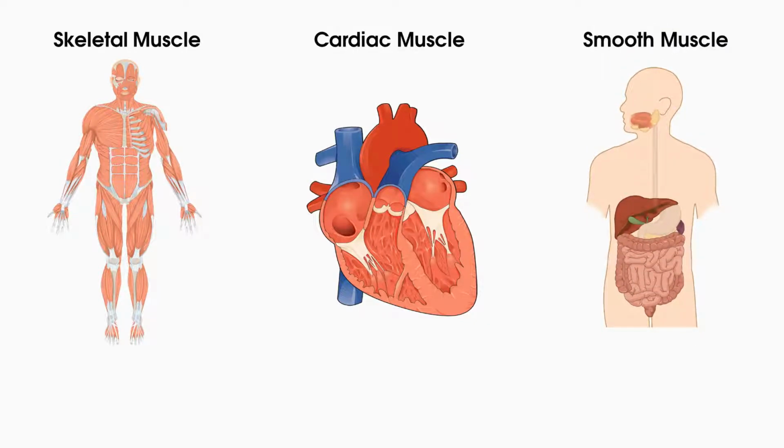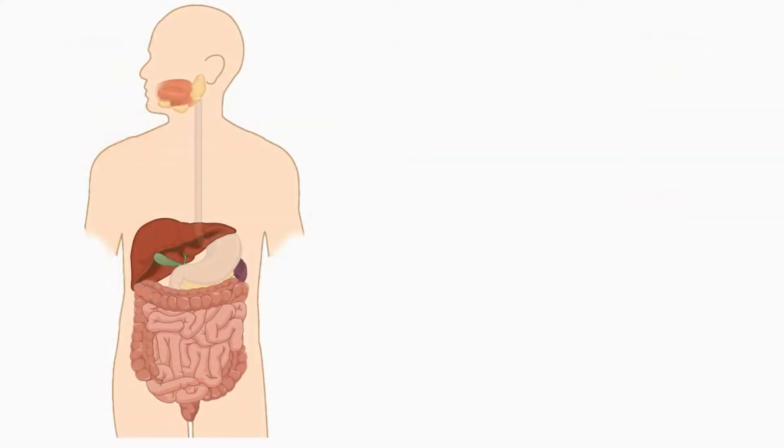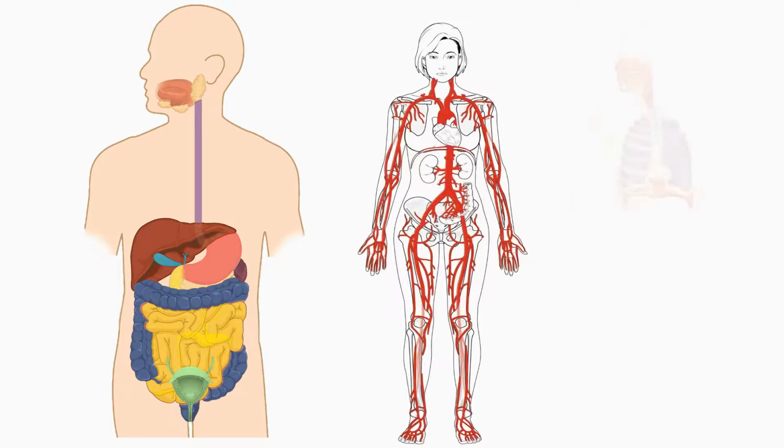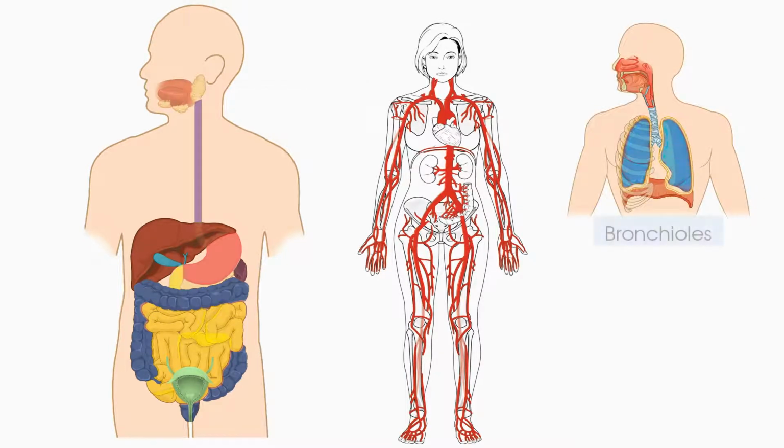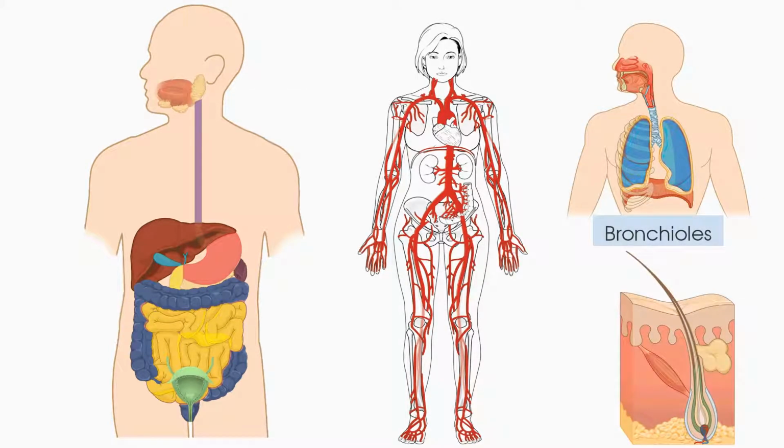So I'm just going to introduce smooth muscle a little more because it's more widespread in our bodies than you might actually originally think. So as an example, smooth muscle lines our esophagus, the stomach, our gallbladder, the small and large intestine. It lines the bladder, also our blood vessels, some of the small airways in the lungs called our bronchioles, and even the muscle which makes your hair stand on end and gives you goosebumps, which is called the erector pili muscle.